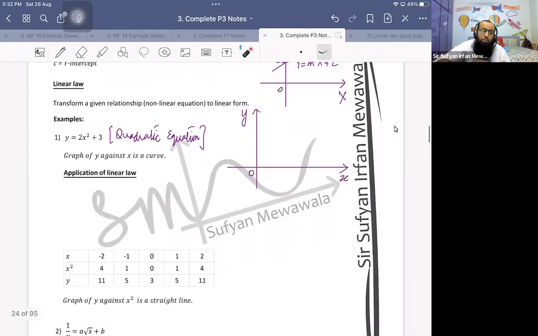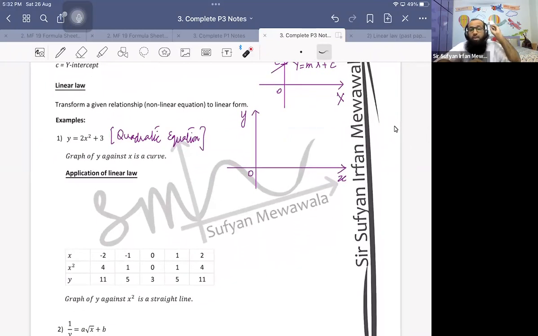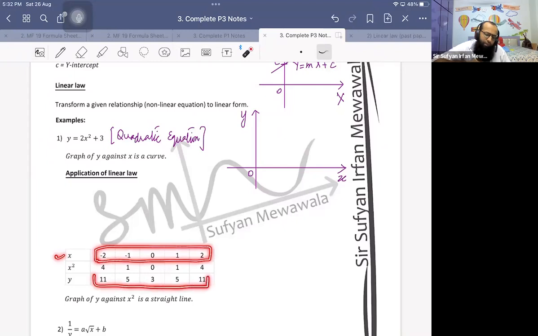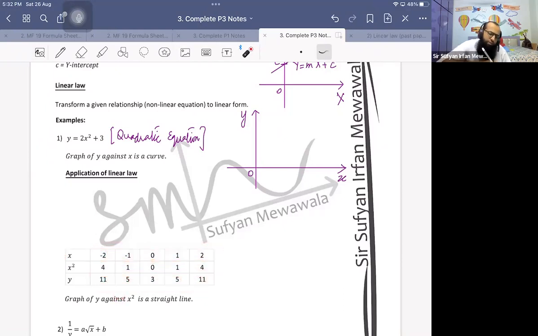Now you must have heard how to sketch. For sketching, you have to take a few values of x, substitute in the equation, get the values of y, and then plot. So just check it out. If we take a few values of x and y, the coordinates will be (-2, 11), (-1, 5), (0, 3), (1, 5), (2, 11). Just try it out. If we substitute -2, then 2 times (-2) whole squared. (-2) whole squared is 4. 4 times 2 is 8. 8 plus 3 is 11. So if we substitute -2, the value of y will be 11.